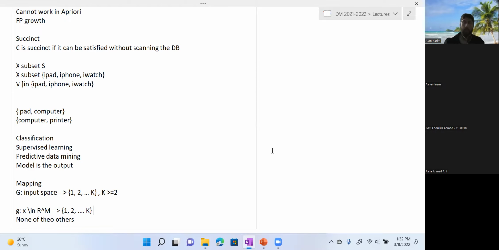If k is equal to 2, we call it binary classification. If k is greater than 2, we say it's multi-class classification.